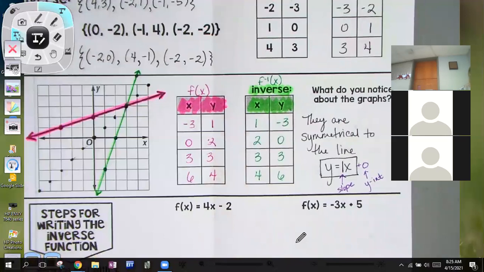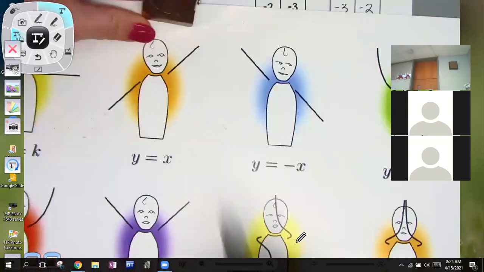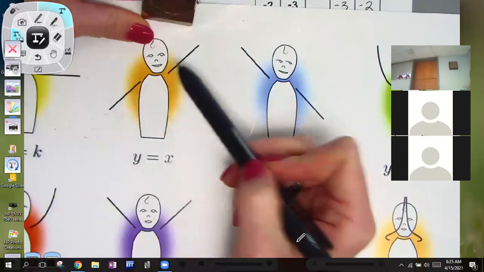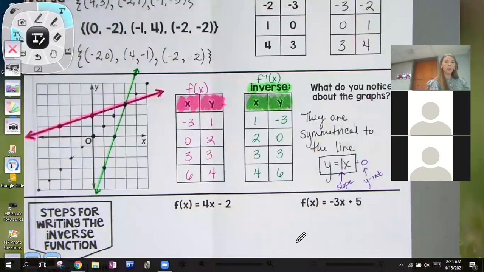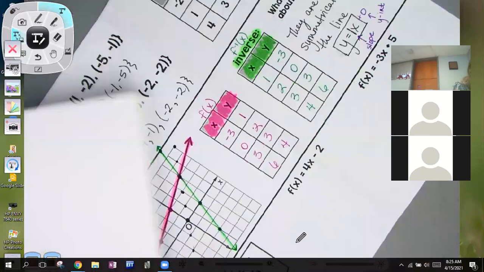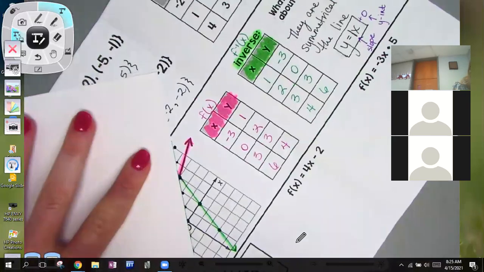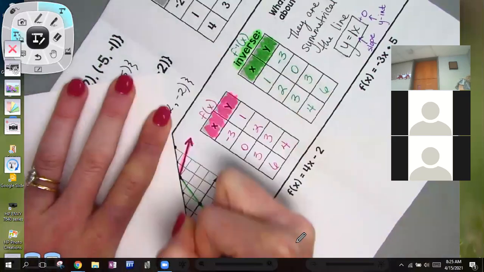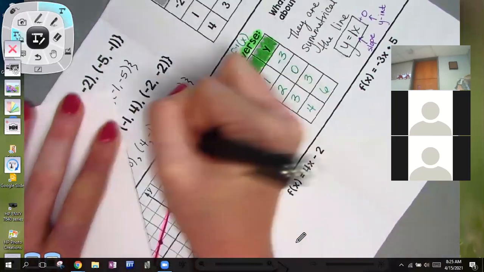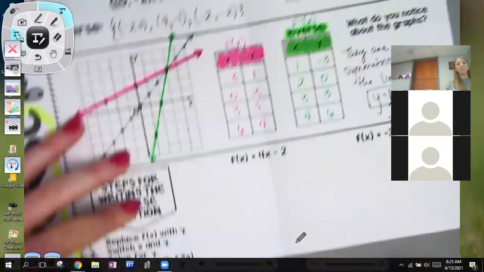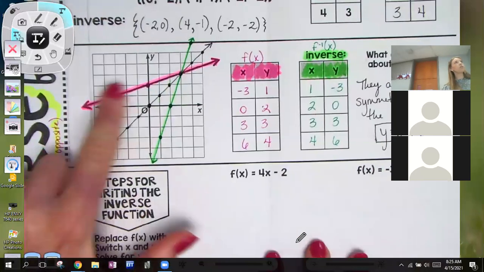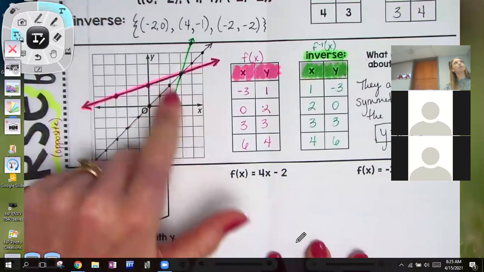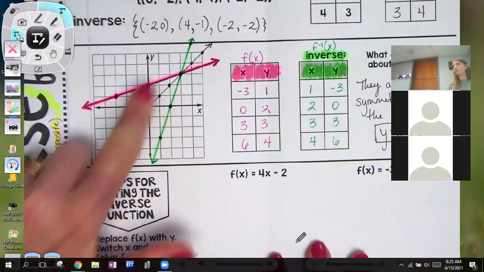Okay, which is just like our little picture here, look. It formed the same kind of line, didn't it? All right, so now I'm going to connect all those dots. And now you can see that our original function, which on mine is the pink line, and the inverse, which is the green line, is reflected over, it's symmetrical to y equals x.